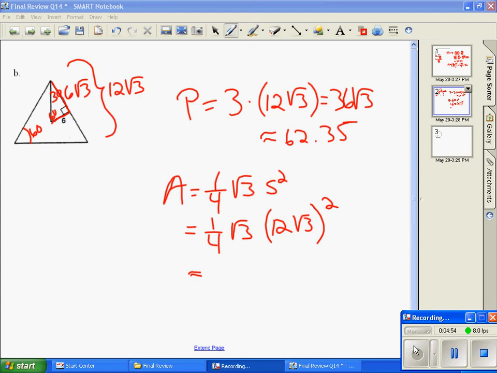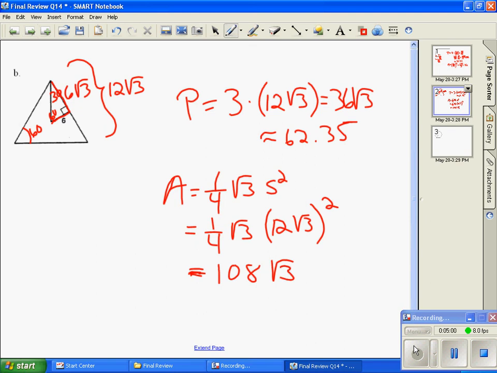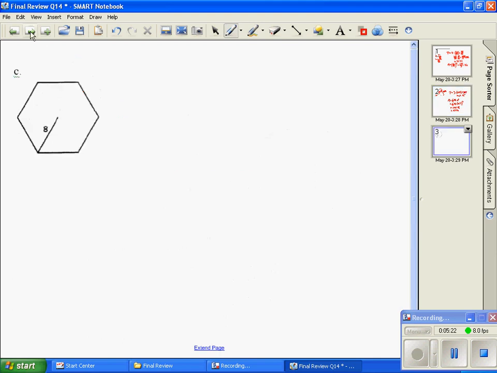So actually, in terms of square roots, it's going to be 108 square root of 3. So we can figure out what the decimal answer is going to be, and that's about 187.06. So that's the area of this equilateral triangle. Okay, so our last example is this hexagon.